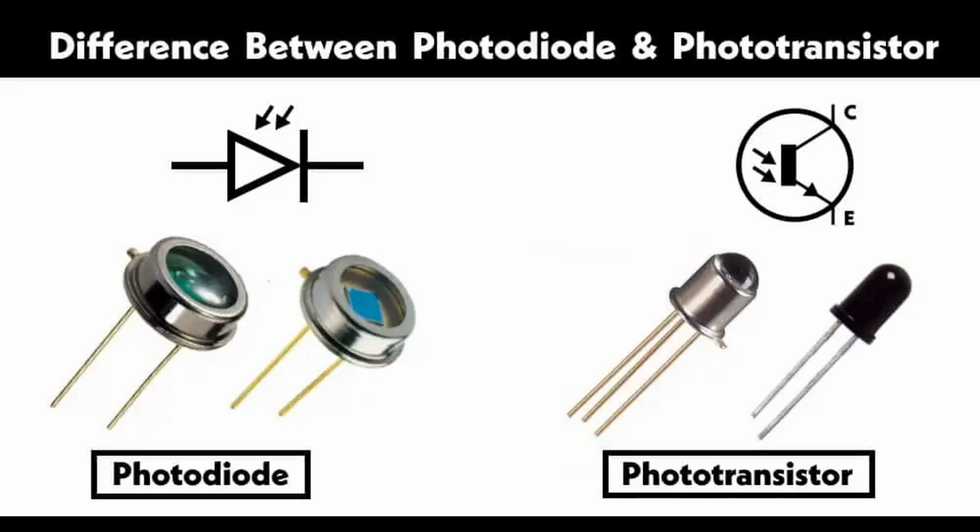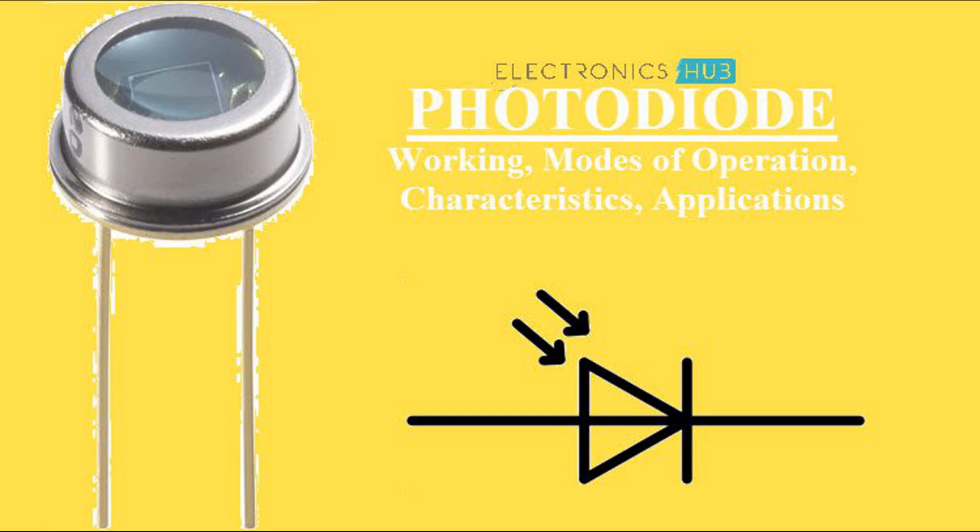Photovoltaic mode, zero bias. In this mode, the photodiode operates without any external voltage applied across the P-N junction. The diode generates a voltage and current in response to light, much like a solar cell. This mode is slower but is used in applications where power consumption needs to be minimized.